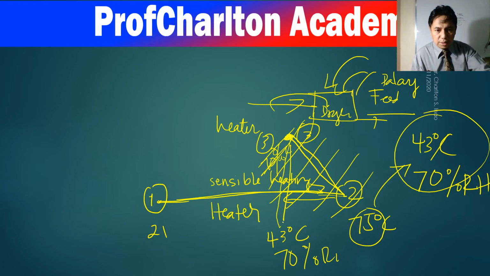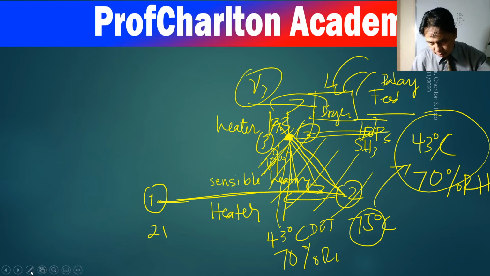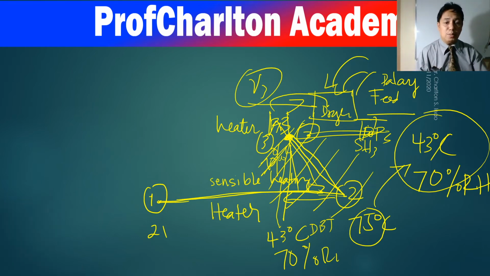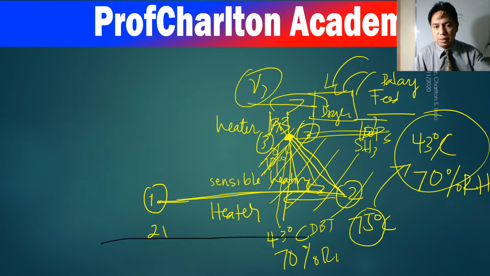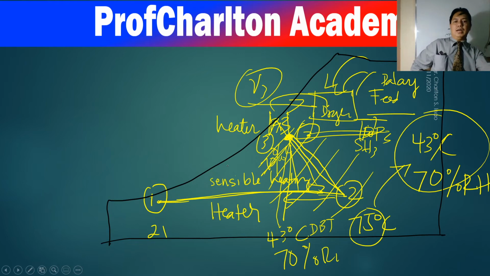Then you can have this 43 dry bulb temperature, so you can get what? You can get the specific humidity at three. You can get the dew point temperature at three. You can get the enthalpy at three. Then you can also get the specific volume at three. Those are the things that you can find in the psychrometric chart, because all I have to do is to enclose this. Close this, right? So it will resemble our psychrometric chart.